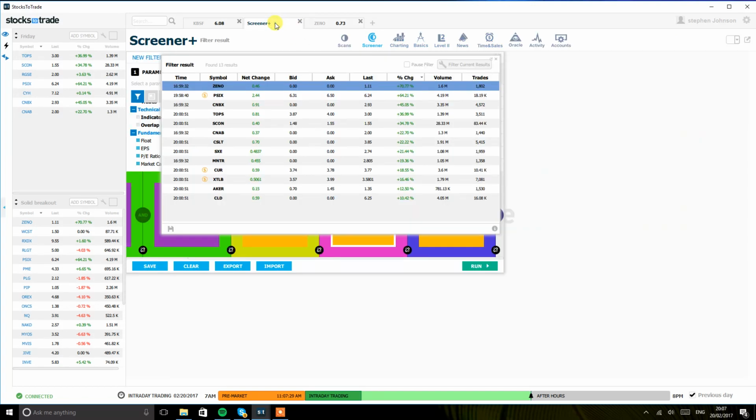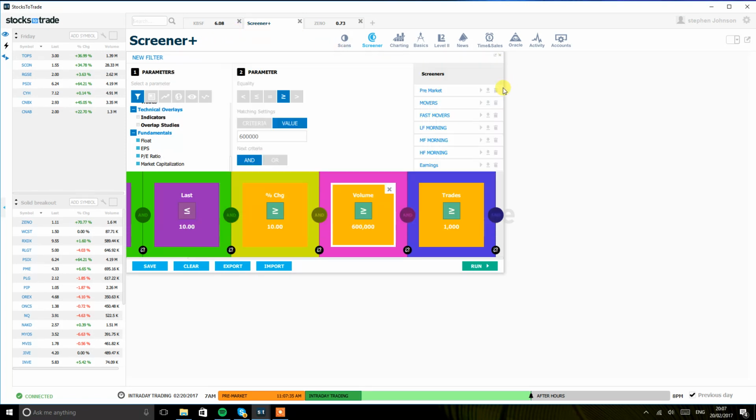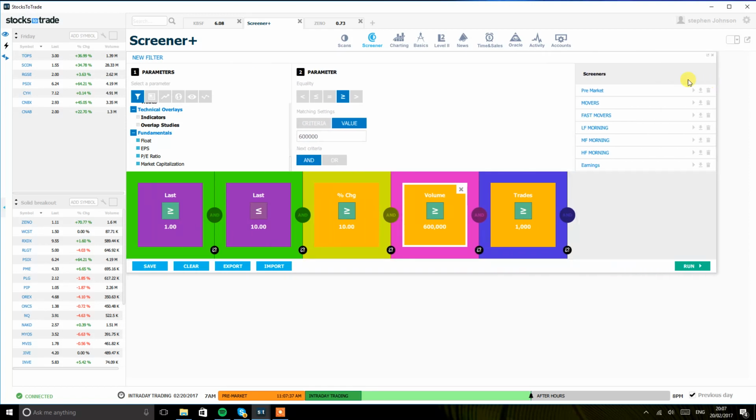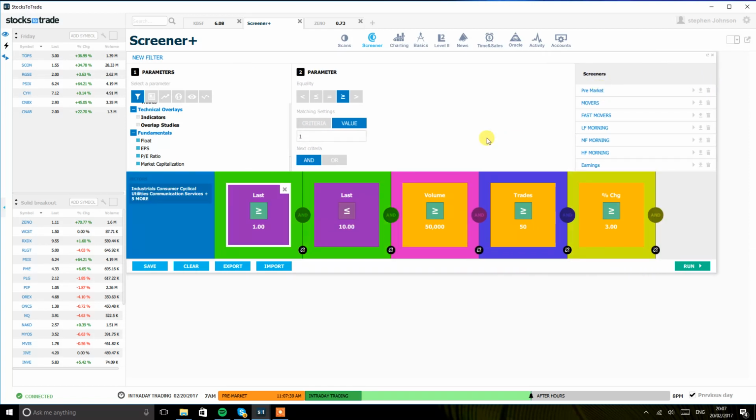Okay, so now I'm just going to go back onto the screener, and I'm going to show you some of my basic screens that I run. One of the screeners that I run is pre-market, just in the morning, and this is exactly what I've just showed you, but it's lower volume, lower trades, and lower percent increase, because I'm just catching the stocks that are moving in that morning, okay?